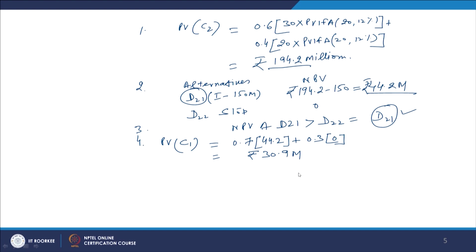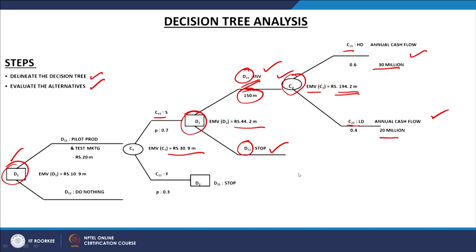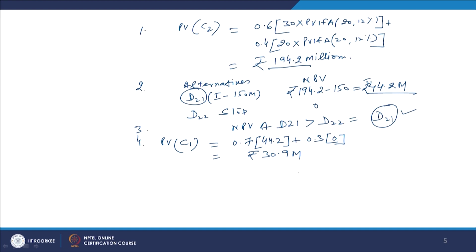44.2 is going to be the total cash flow available, and if you calculate the present value of that cash flow, then finally the total amount is going to be the expected value at this decision C2, 44.2. So, if you look at the 44.2, there is a 70% probability of having this cash flow, and 30% of not having any cash flow, 0 cash flow. So, what is the present value at the C1? That is 30.9 millions, rupees 30.9 millions.